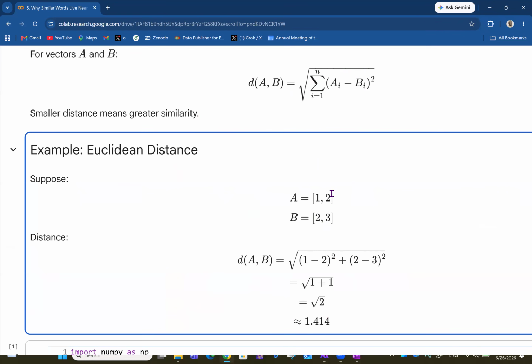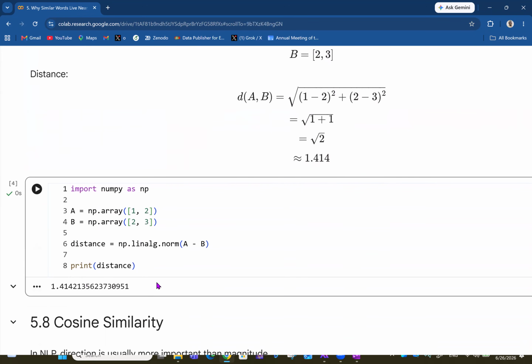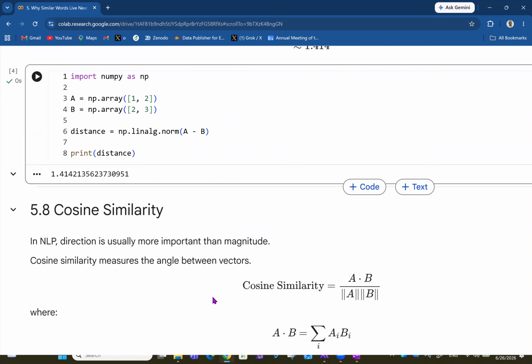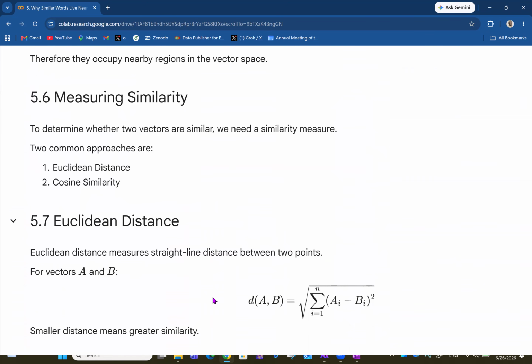Suppose A is (1, 2) and B is (2, 3). The distance between A and B is the square root of (1 minus 2) squared plus (2 minus 3) squared. Or if you like, (2 minus 1) squared plus (3 minus 2) squared, you get the same result: square root of 2, which is approximately 1.414. You can even do that using Python and get 1.414 and more decimal places if you need them. So that's one way to measure similarity, Euclidean distance.